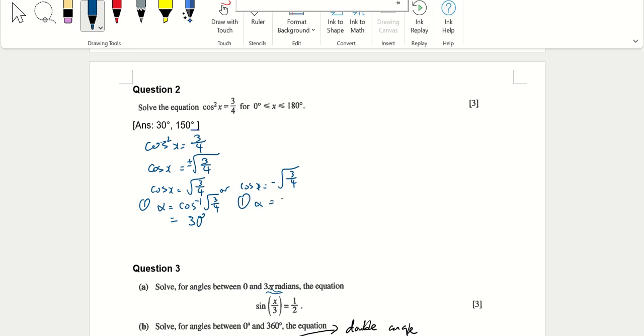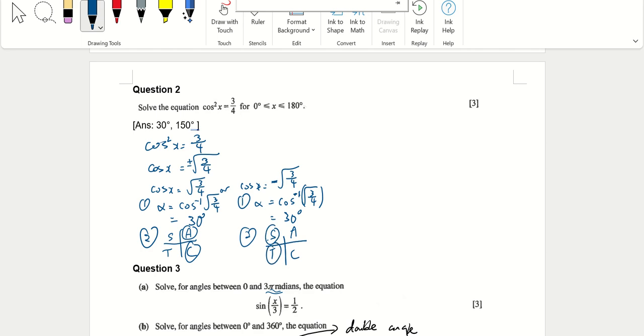How about the alpha for the negative one? Even though it's a negative square root of 3/4, when I find the alpha, it's still positive, and it's still the same alpha. The second step is to find out which quadrant. For positive cosine, it will be the first and the fourth. For cosine x equals negative square root of 3/4, you'll be in the second and the third quadrant.